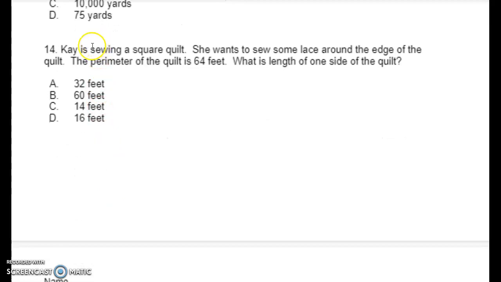Number 14. Kay is sewing a square quilt. She wants to sew some lace around the edge of the quilt. The perimeter of the quilt is 64 feet. What is the length of one side of the quilt? A, 32 feet. B, 60 feet. C, 14 feet. D, 16 feet.